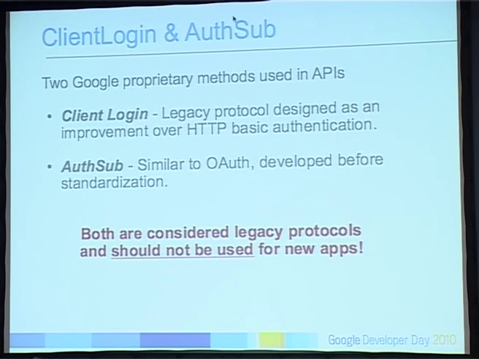One is client login. This is a very old protocol that was proprietary to our APIs. It's basically just a really simple improvement over HTTP basic authentication, where instead of sending the username and password on every request, you just exchange it for a token at the beginning and then send that token. And so it minimizes the exposure of the username and password when sent over the wire. But it still requires that the application know the username and password of the user that's trying to use the service.